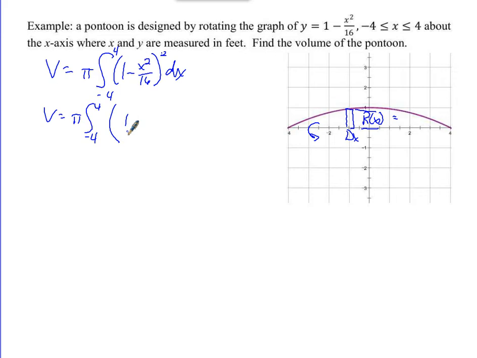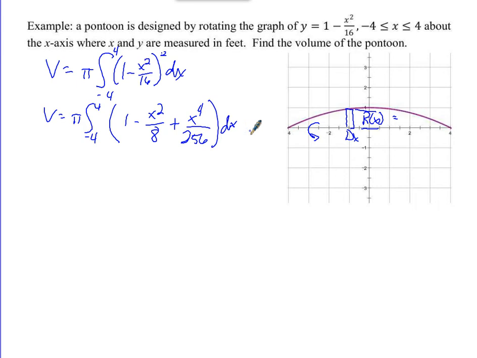Minus x squared over 16, minus x squared over 16, so that becomes minus 2x squared over 16, minus x squared over 8. That takes care of the O and the I and the L. Positive x to the 4th over 16 times 16, 256, dx.